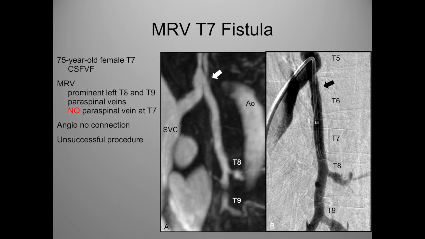This is another case, and this is a challenging and frustrating case earlier in the series. A 75-year-old woman who had multiple CSF venous fistulas. The first one was treated successfully, and then she recurred. We found another one at T7. We did the MRV. You can see that at T8 and T9 there are nice paraspinal veins, but there's no paraspinal vein at T7 and T6. And the angiogram, venogram confirmed that.